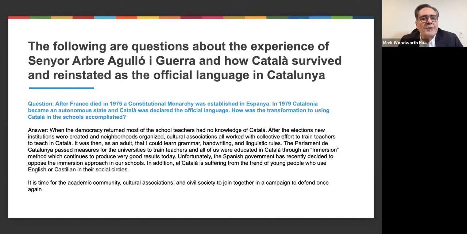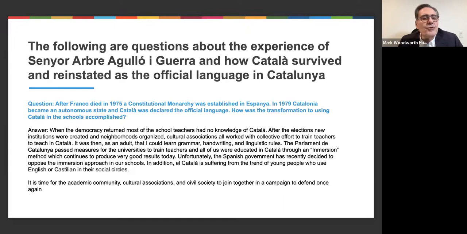Question: After Franco died in 1975, a constitutional monarchy was established in España. In 1979, Catalonia became an autonomous state and Catalan was declared the official language. How was the transformation to using Catalan in the schools accomplished? Senor Agulo, when the democracy returned, most of the school teachers had no knowledge of Catalan.